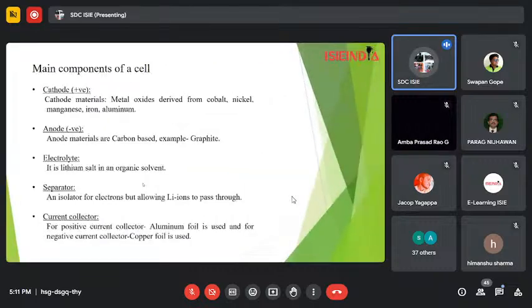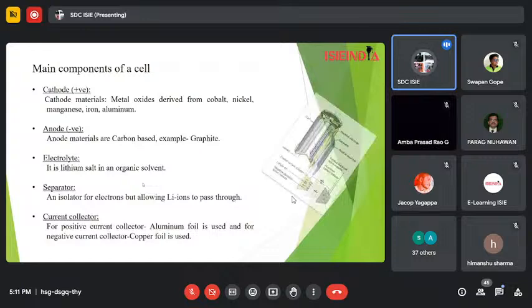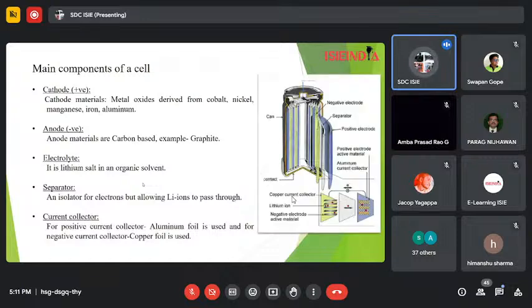So now we will see some main components of a cell. As you can see in the image, the outermost part is made up of aluminum, which is also known as the can. In this can, we are inserting the strips of lithium ion, which are folded in a circular shape. And you can see there are three strips here: the positive electrode, the separator, and the negative electrode, that is, cathode, separator, and anode.